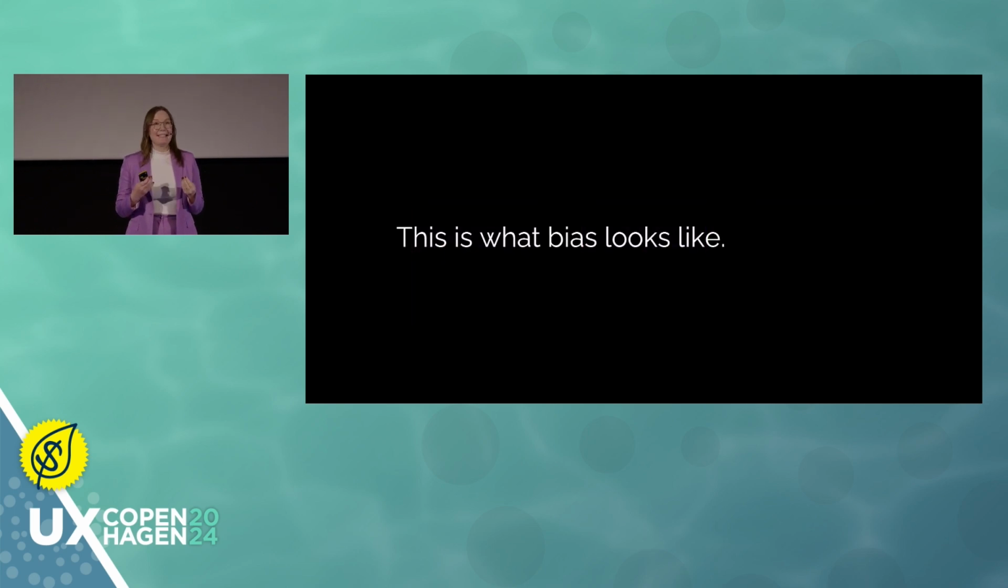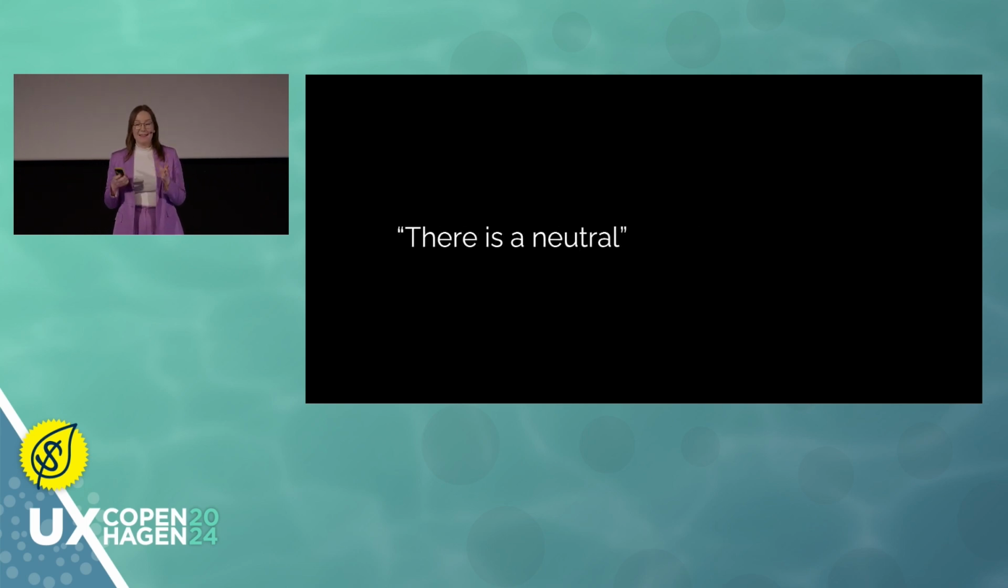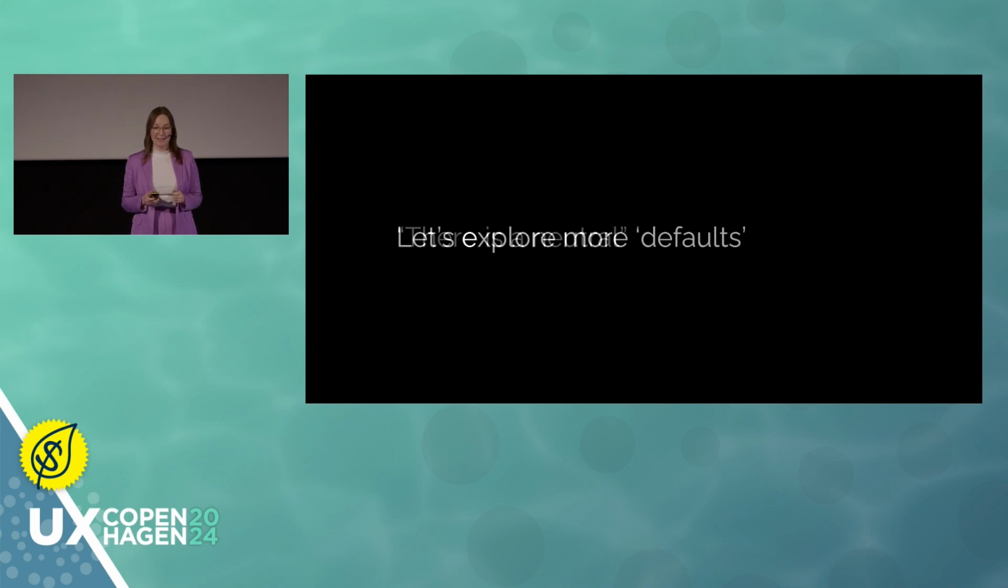This is what bias in technology looks like. And it comes from this central fallacy that there's a neutral, and that neutral is neutral for everybody. And these examples show that is just not the case. For the rest of this presentation, we're going to explore more defaults, moving beyond the ones that I shared at the beginning, and discuss how they show up in technology and specifically in UX. Towards the end, we'll move into the "so what can we do" portion of the talk.